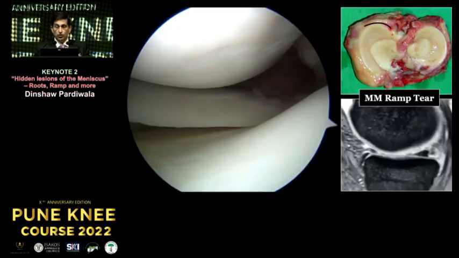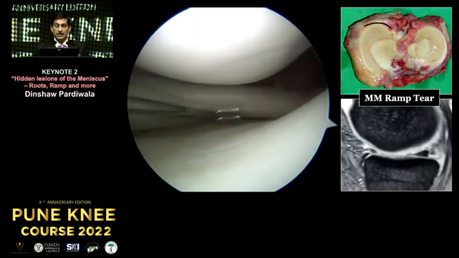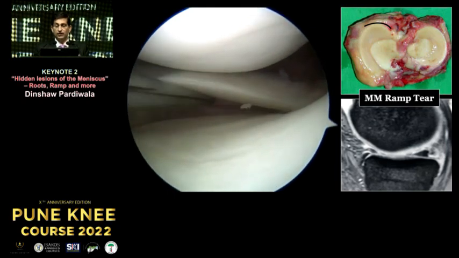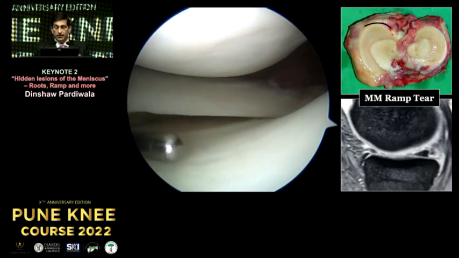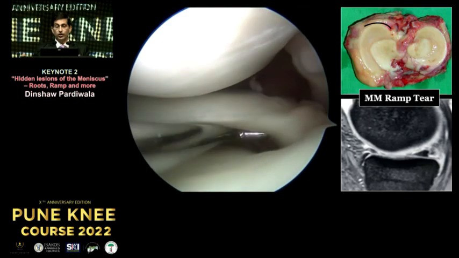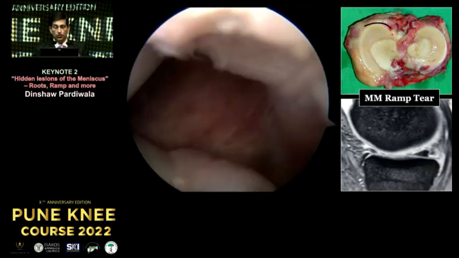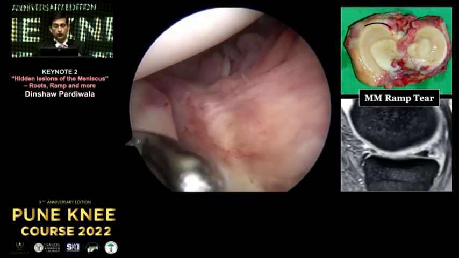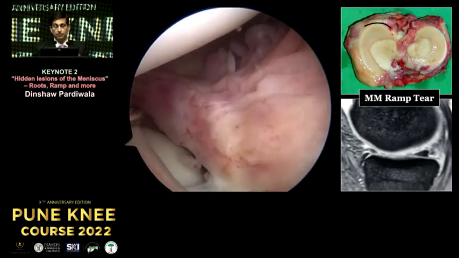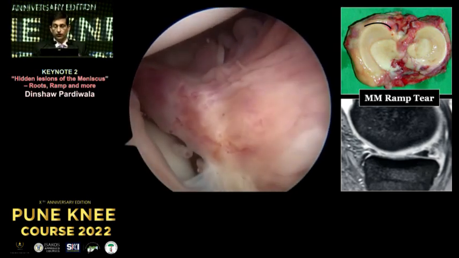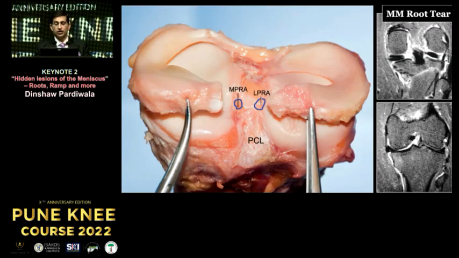Similarly, when you look at the posterior aspect of the medial meniscus and you put your probe there and try to feel for a tear, you might feel your probe disappearing there. That gives you some indication that there may be a tear. Then you need to go into the notch, turn your scope around, and use your probe as a retraction device. Then you'll find that there's a ramp tear. So a ramp tear is a peripheral meniscocapsular junction tear of the posterior horn of the medial meniscus. These two lesions, roots and ramps, are called hidden lesions of the meniscus.